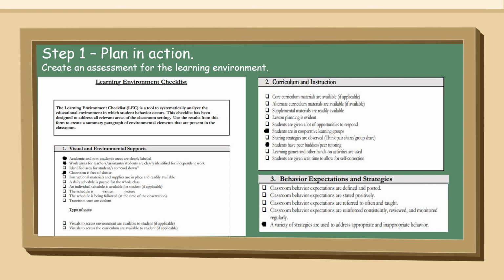Number 2, work areas for teachers, assistants, and students are clearly identified for independent work. Number 3, classroom is free of clutter. Next is curriculum and instruction. Students are in cooperative learning groups and students have peer buddies and peer tutoring. Now, mind you, these dark areas are all areas that need improvement. Lastly, behavior, expectations, and strategies. I circled: a variety of strategies are used to address appropriate and inappropriate behavior.